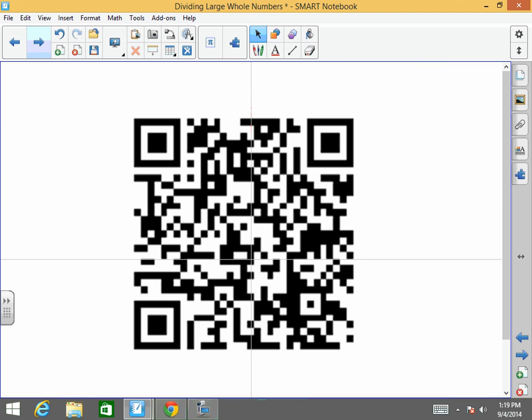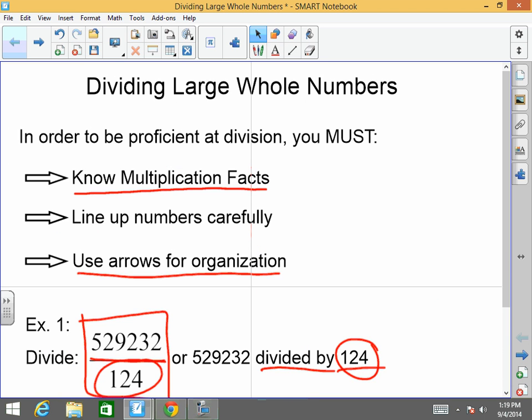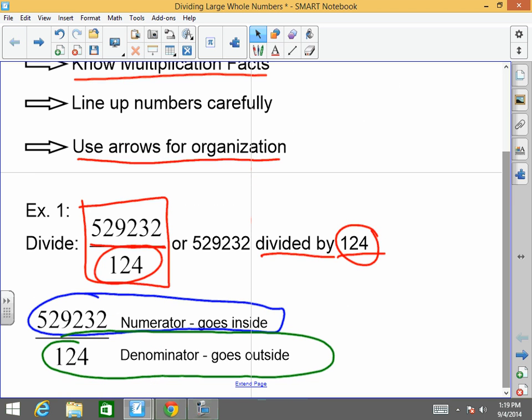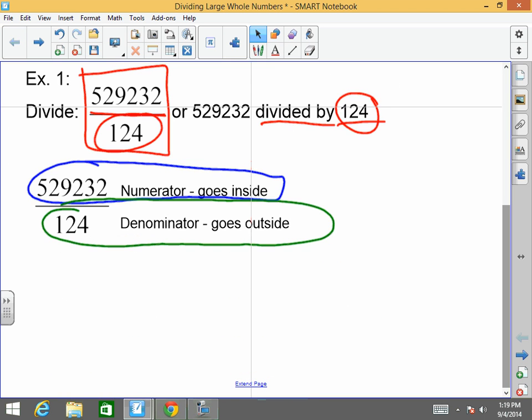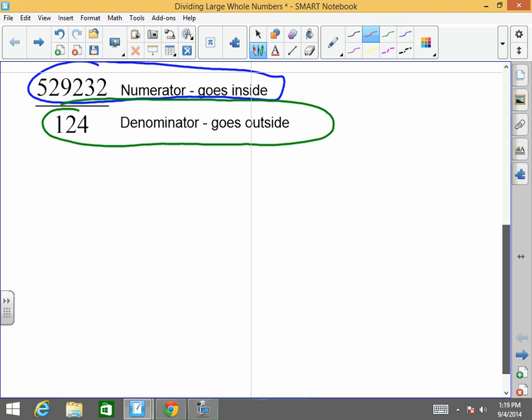And that's it. Okay. Let me do one thing, though, guys. Sorry about this. I never did the first one. And that was my bad. So let's do this first one. We're going back in time. So I've got 124. Okay. 592,232 divided by 124. So 124 on the outside, 529,232 on the inside.